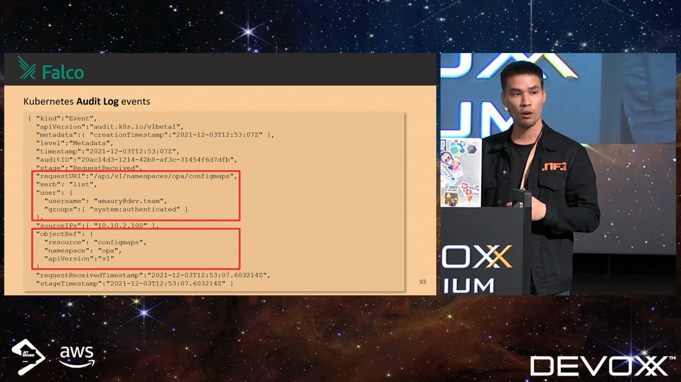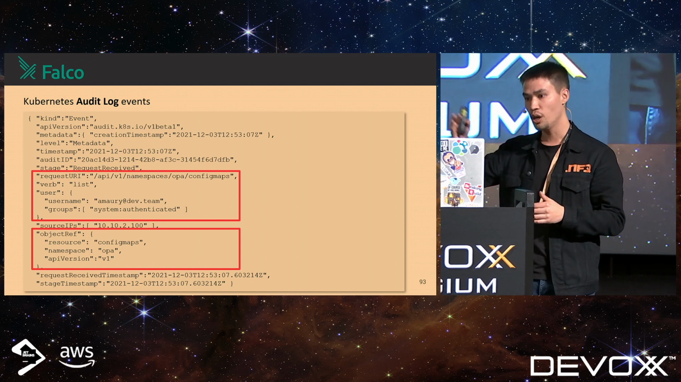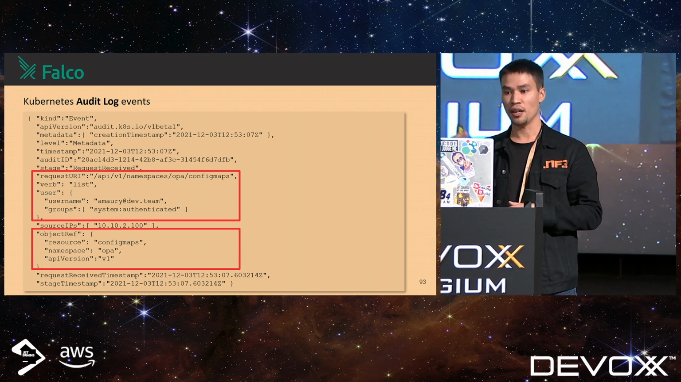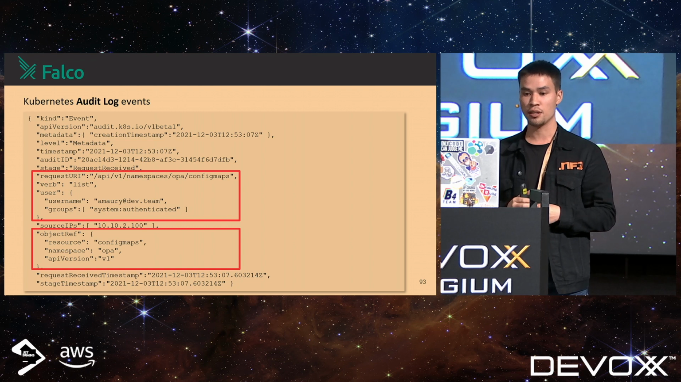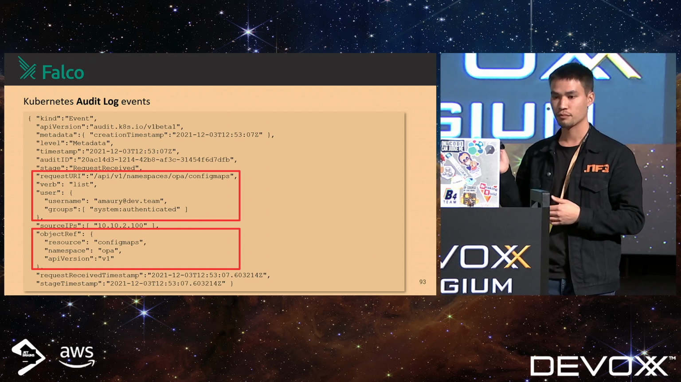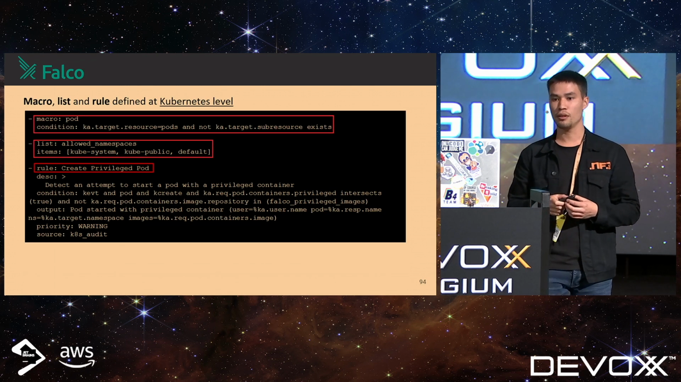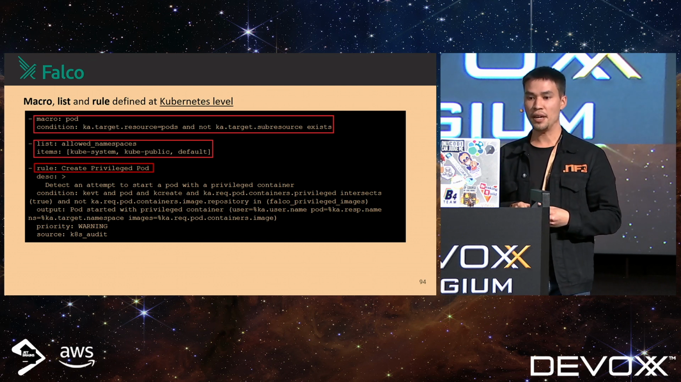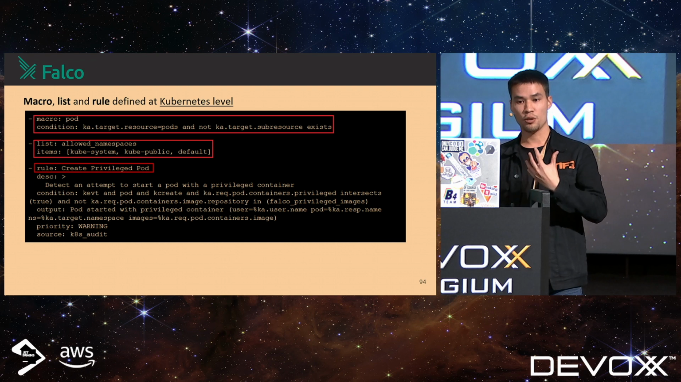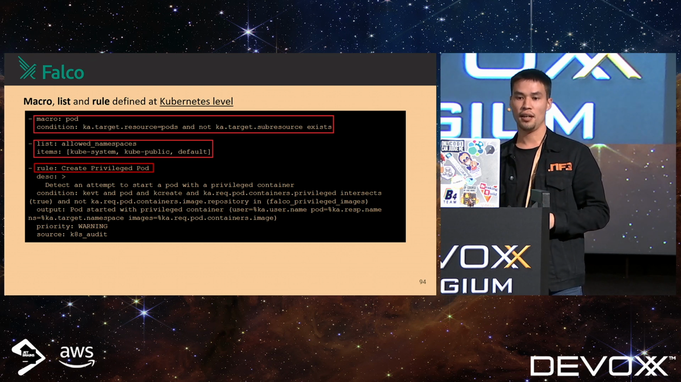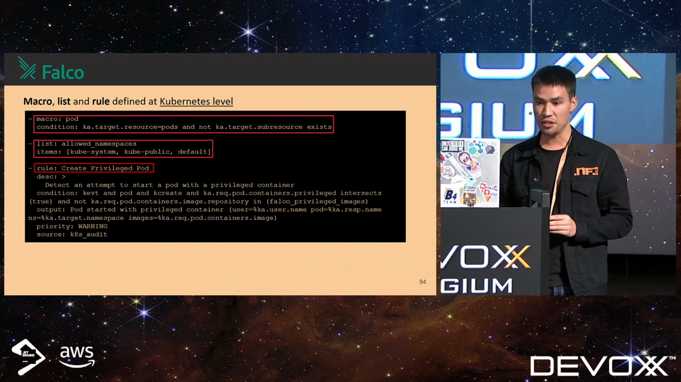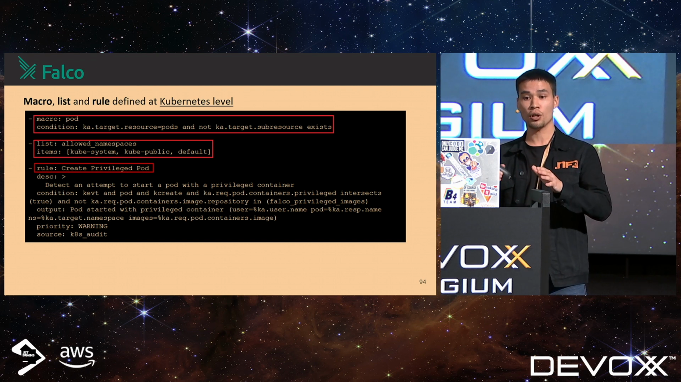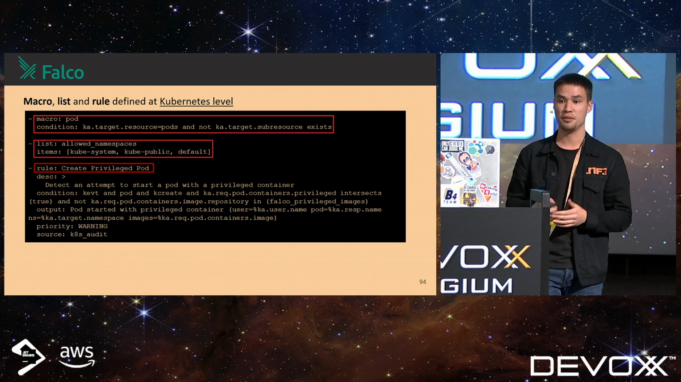Every time someone is doing something on the cluster, we will receive this event, and we are able to define a set of rules. For example, here we can define, using this event, a set of allowed namespaces, and suddenly somebody is creating a privileged pod outside of these allowed namespaces. It can be an interesting use case.